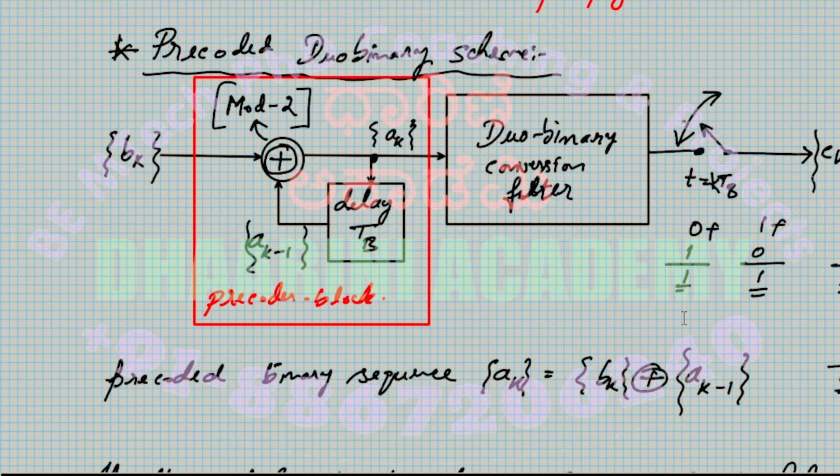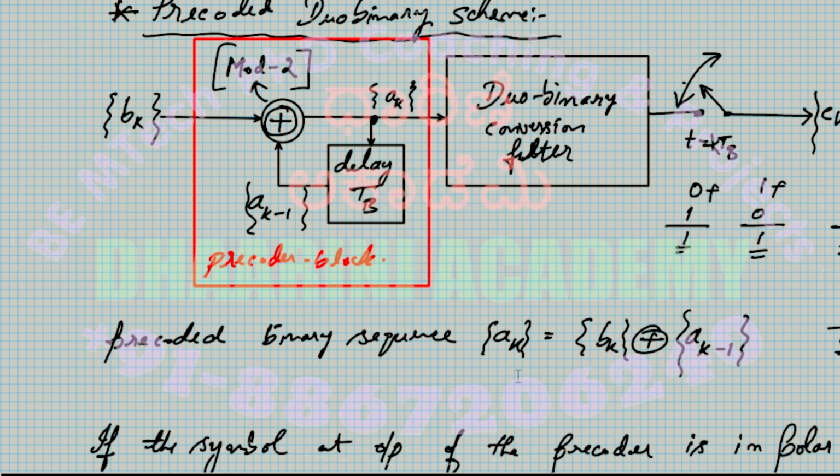Followed by the pre-coder block, you do the same steps that we did earlier. Modulo 2 is nothing but the XOR operation. We normally call it XOR operation in logic design or digital circuits. So this is the equation: ak is equal to bk XORed with ak minus 1.